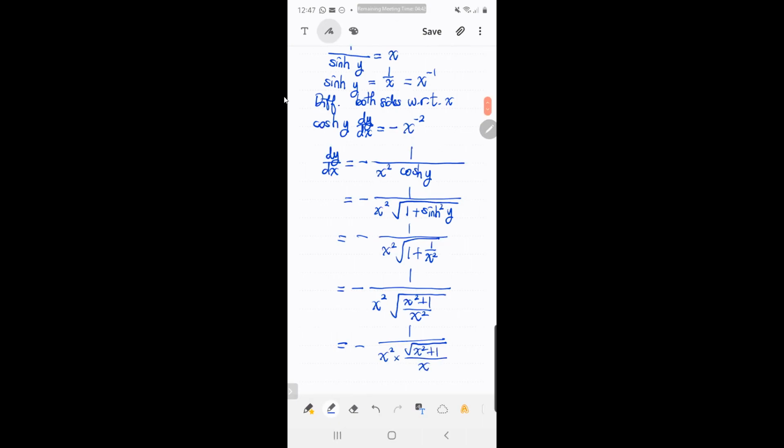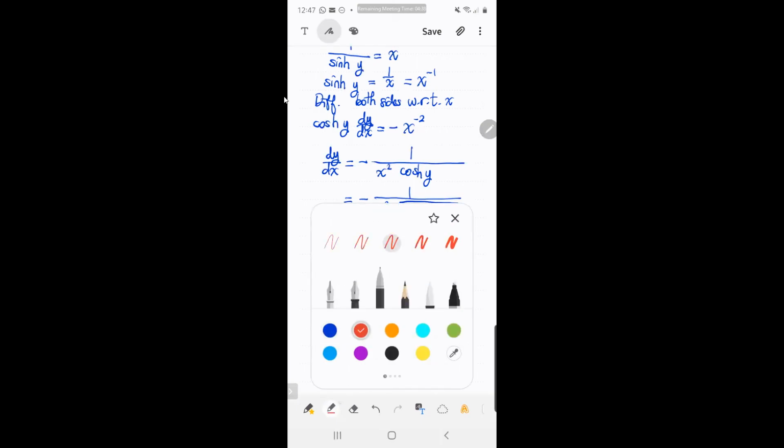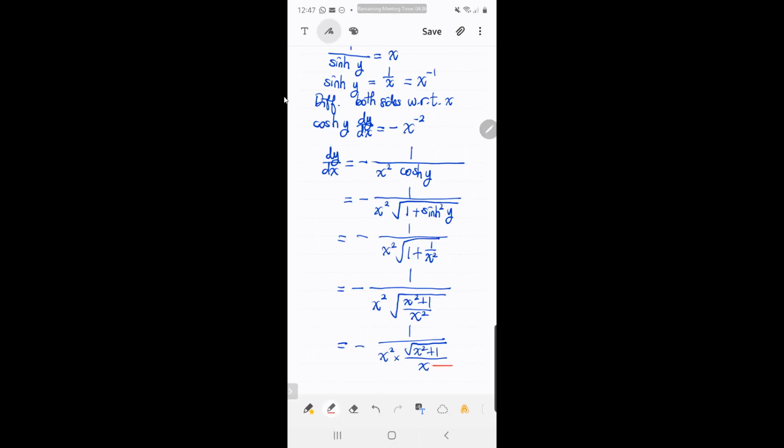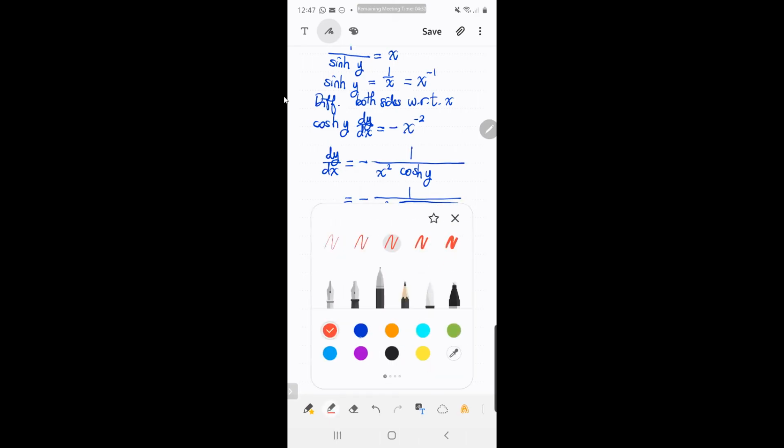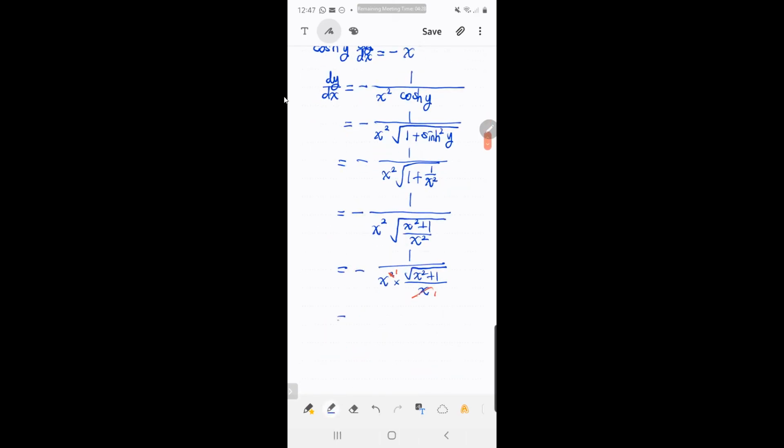Because square root of x squared is actually x in this case, therefore you cancel out this x and the square here. So you obtain the form. So therefore the answer is negative 1 over x times square root of x squared plus 1.